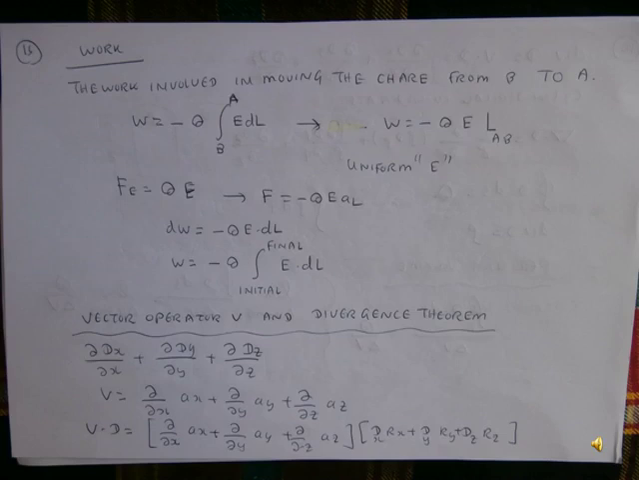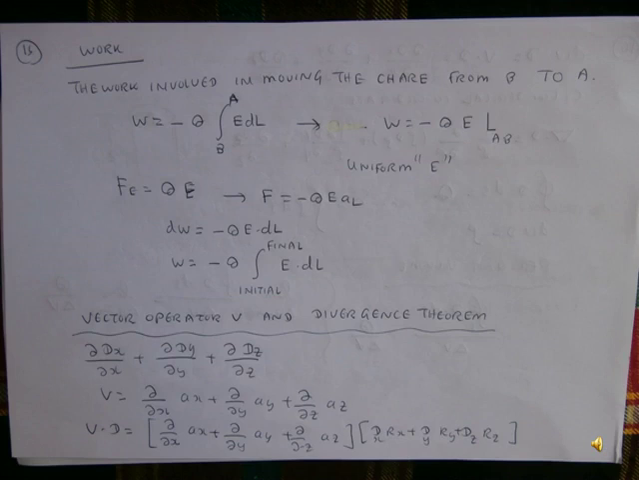And we will also calculate the work involved in moving the charge from B to A. So from point B to point A, we move the charge. In this case, the work can be calculated as minus Q integration from B to A of E dot dL. So in this case, E is the electric field intensity, dL is the distance traveled, and B is the B point and A is the A point. So W is equal to minus Q integration B to A of E dot dL. So in this case, W is equal to minus Q E L_AB.